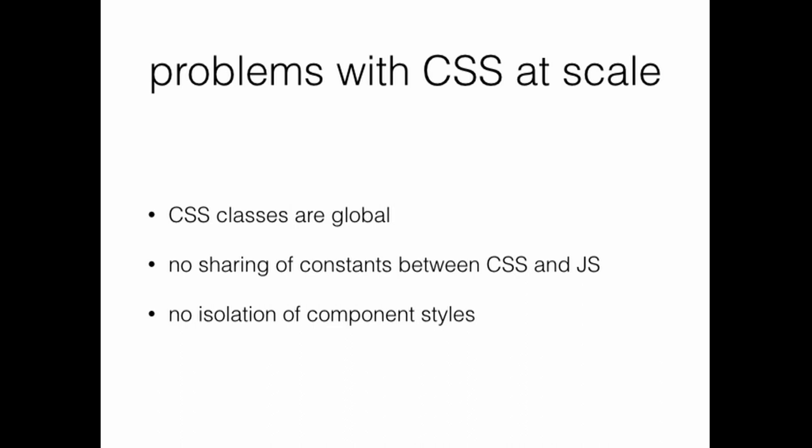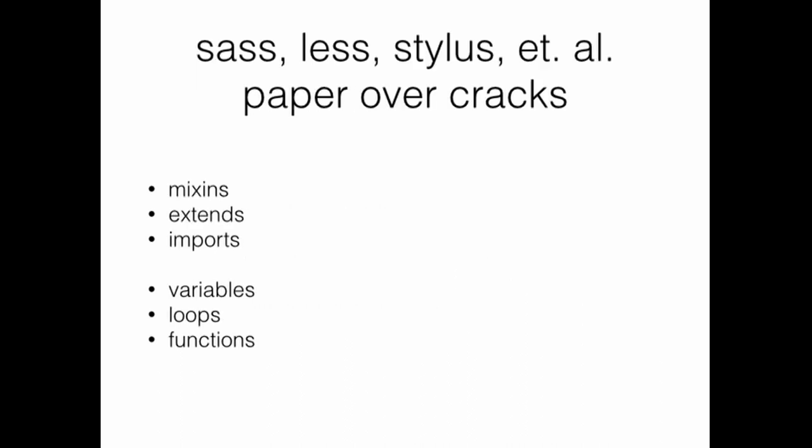And I guess here they are. So CSS classes are global. You can run into this situation where they unintentionally override one another. Once in a while, if you're trying to share some constant between CSS and JavaScript, that can be painful. Isolating component styles and user interface components can be a pain.